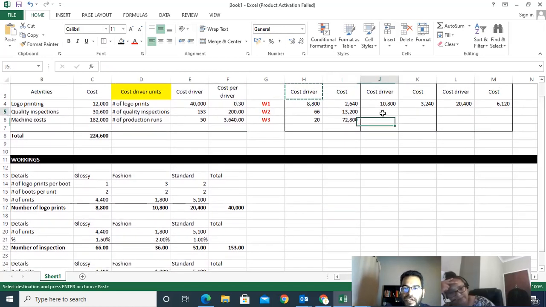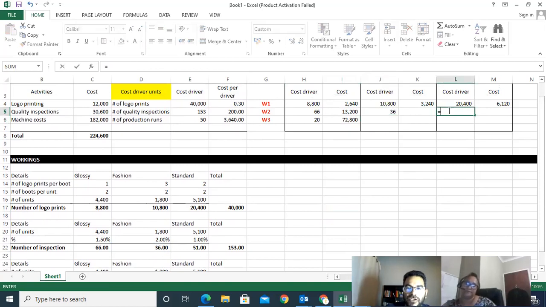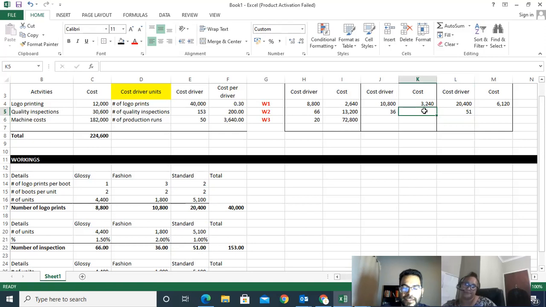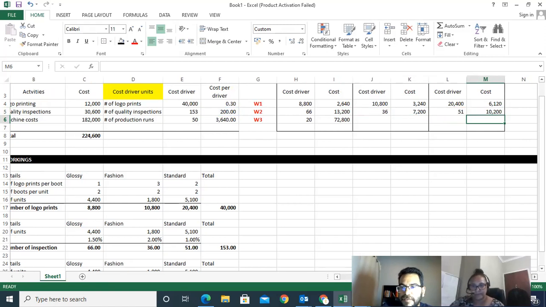Then for this one, the cost driver for fashion relating to inspections is 36, whereas the cost driver for standard relating to inspections is 51. So for fashion, of the 30,600 Rand, they will be allocated 200 Rand per cost driver multiplied by 36 inspections. So they get 7,200. Similarly, for them, it would be 200 per cost driver multiplied by 51.